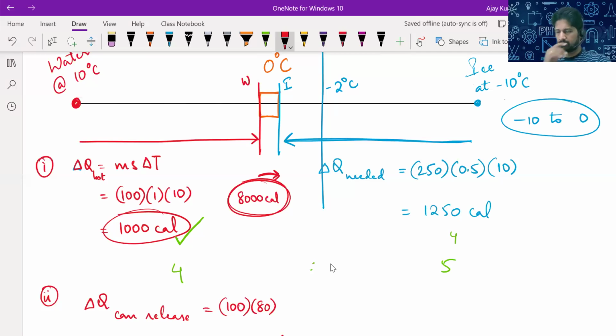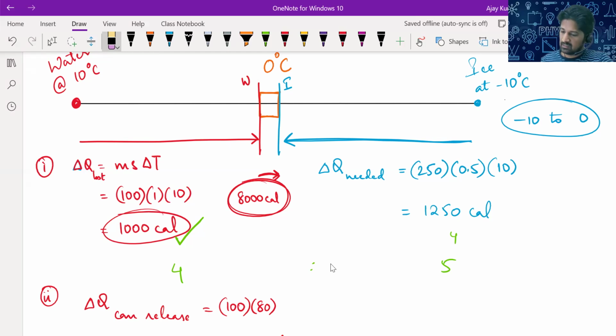So as long as there is a temperature difference, as long as water keeps converting to ice, it can give up to 8,000 calories. Out of these 8,000, 250 will be taken by ice first. So ice now comes to 0 degrees. Now, this 8,000 calories will not be transferred to ice completely, because heat transfer will happen only as long as there is a temperature difference, no? So you have to see whether a temperature difference is being maintained or not. As water converts to ice, it will keep releasing heat. Ice will keep taking that heat.